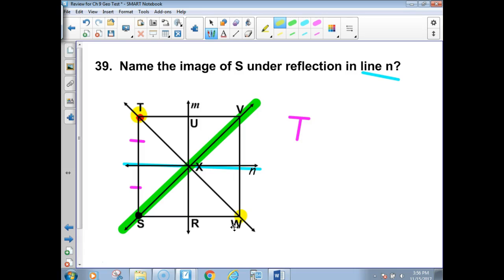Whatever line you're going over, let's do a last one. What if we went over line M? If I said, what's the reflection of S over line M, then that's going to go straight across to W. Or T will go straight across to V. You've got to pay attention to which line you're reflecting over.